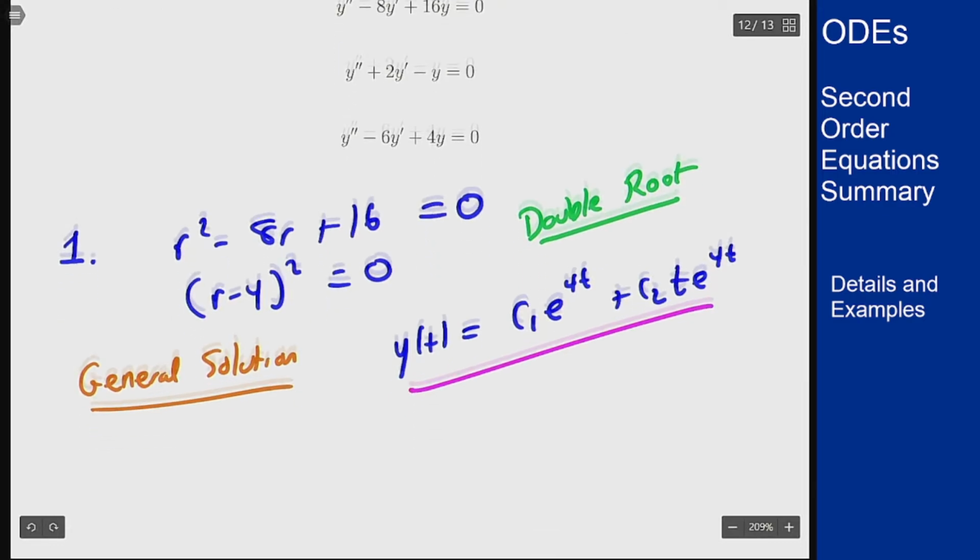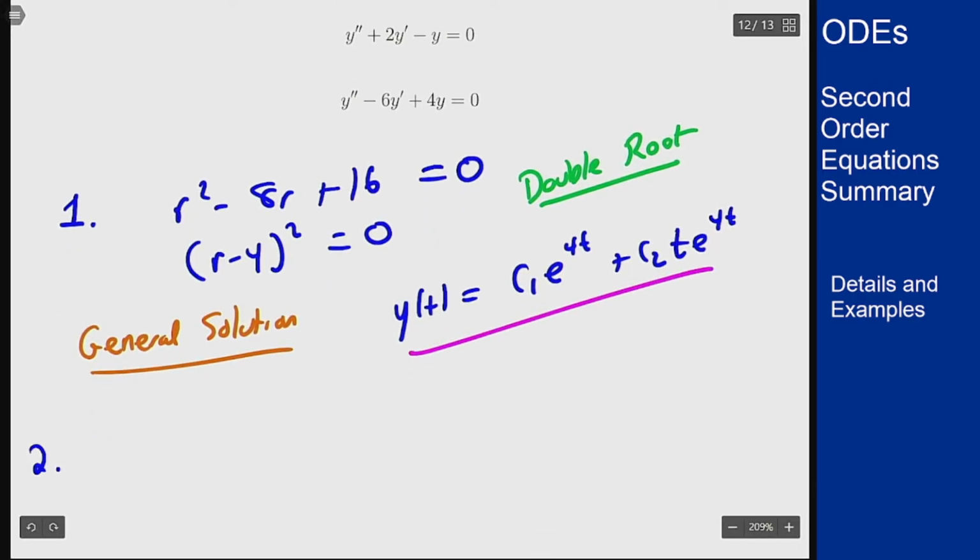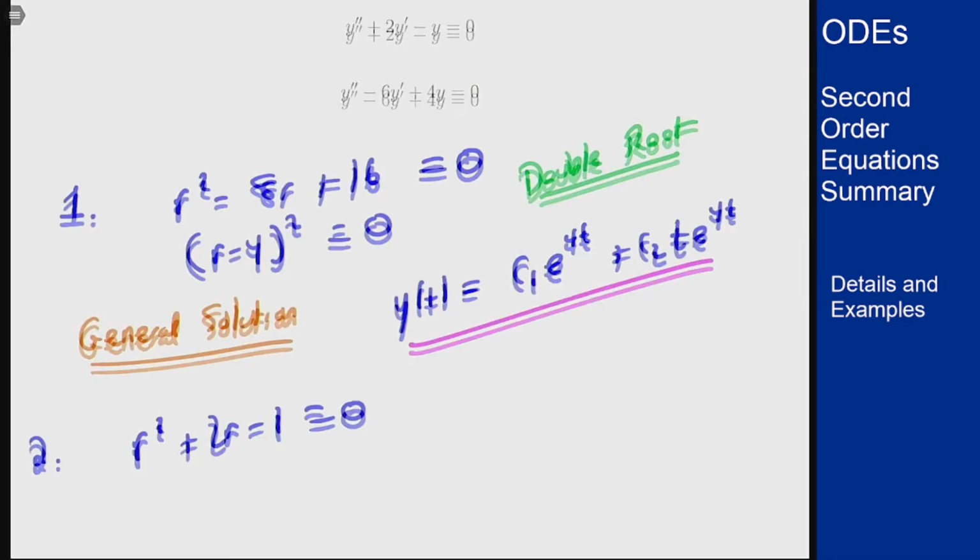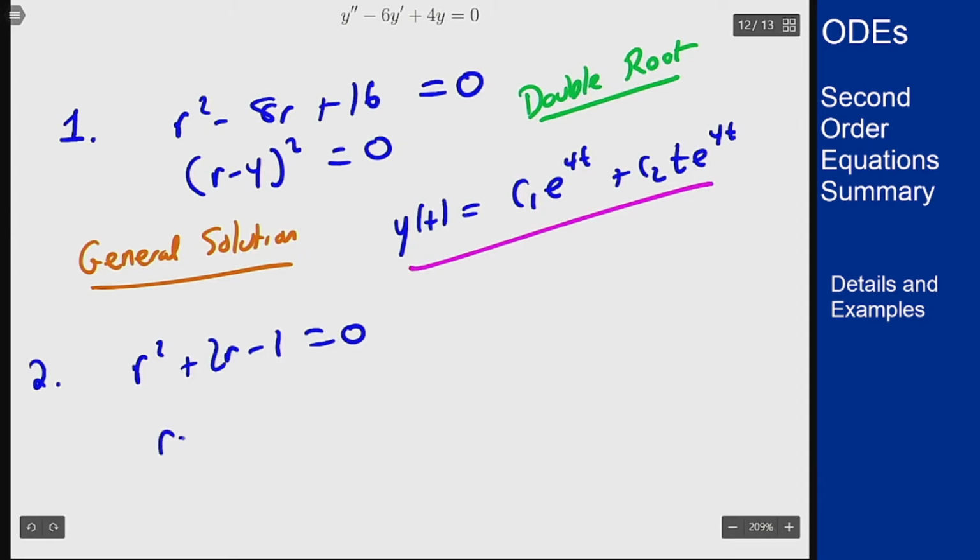For the second example, we have a characteristic equation of r squared plus 2r minus 1 equals 0. If that were a plus 1, this would factor, but it's a minus 1, so it doesn't. So let's use the quadratic formula here to try to work this out. This has roots at r equals -2 plus or minus the square root of b squared, which is 4, minus 4ac, which is plus 4, over 2, which is -2 plus or minus square root of 8 over 2.